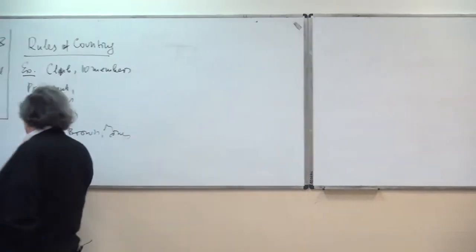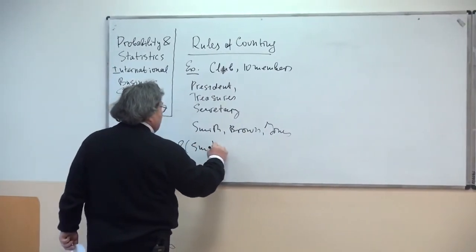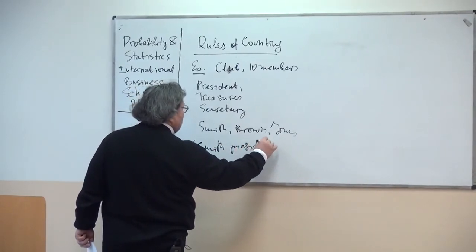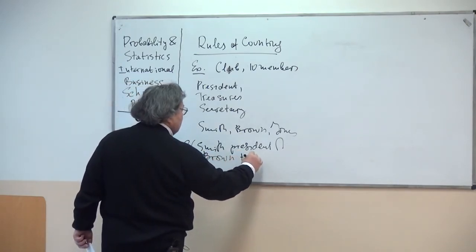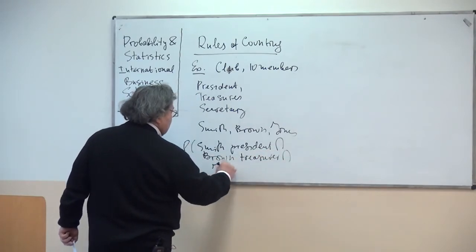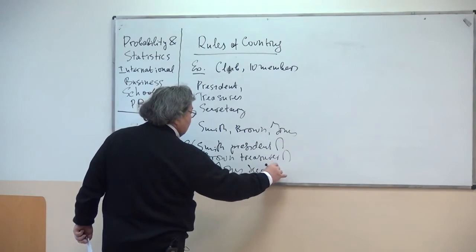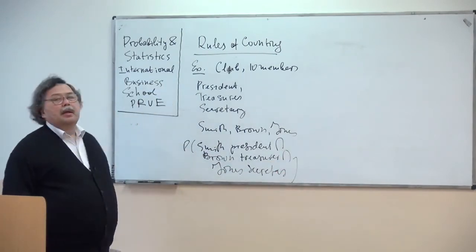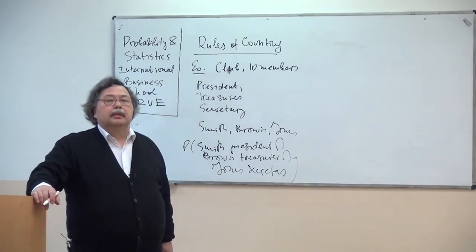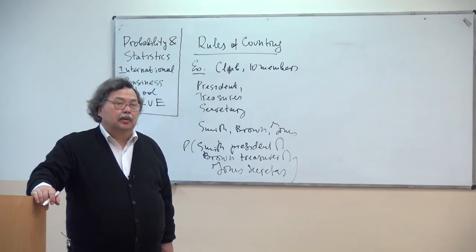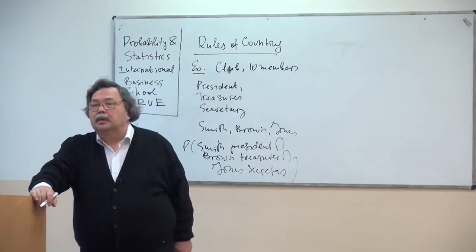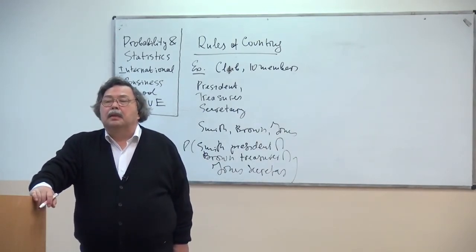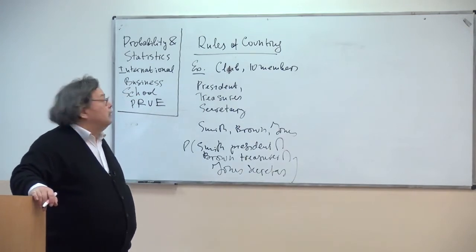So what's the probability that Smith will be president and Brown will be treasurer and Jones will be secretary? Okay. Now, this event contains just one outcome. This is an event that consists of one outcome. And how many outcomes are there in total? In how many ways can we select in a random way 3 individuals out of a total group of 10?